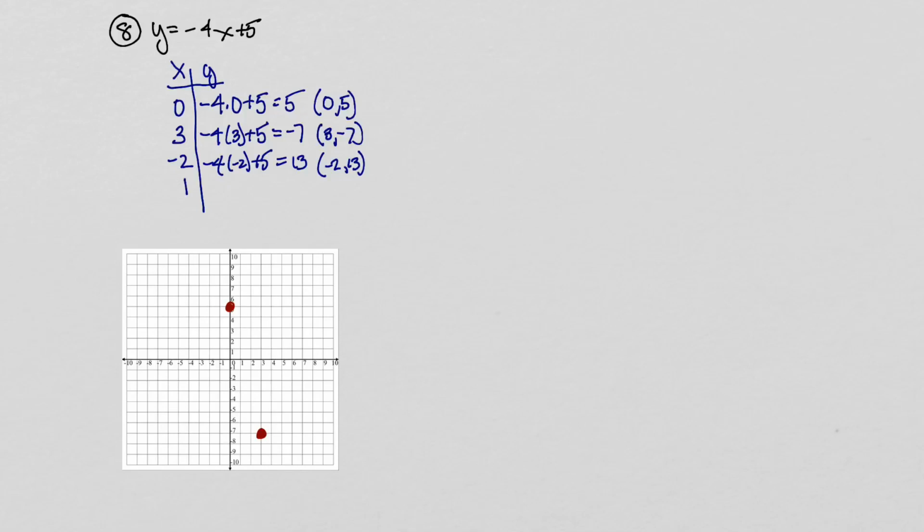Let's try 1. We'll get us something in this range right here. So if we try 1, that'll give us negative 4 times 1 plus 5. That's negative 4 plus 5, which is 1. We get this ordered pair, 1 and 1. Let's plot that one. Over 1, up 1. Looks like they could lie on a line, so let's see if we can pass a line through these points here. Looks pretty good. And there's our graph.